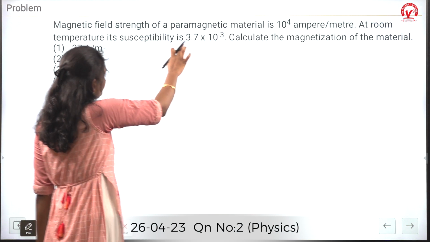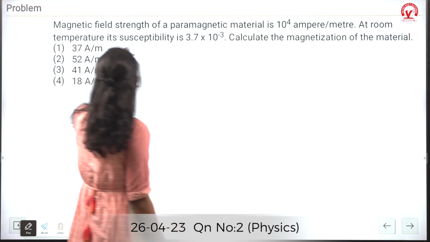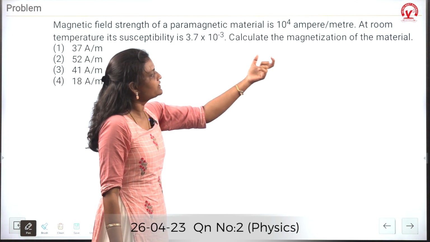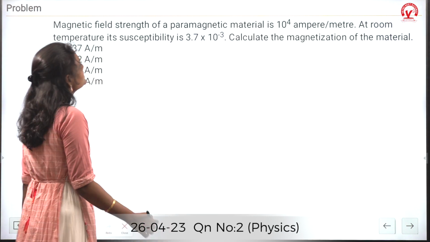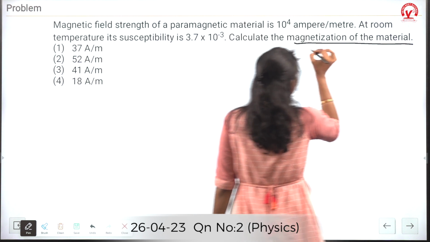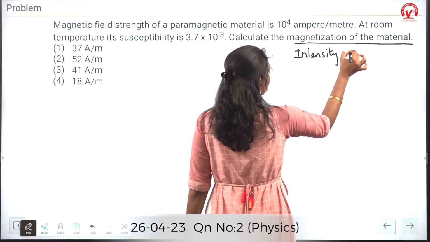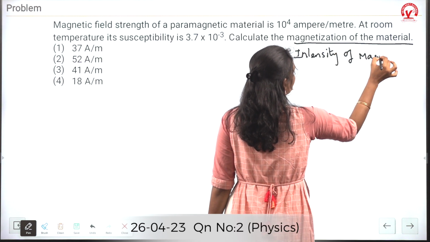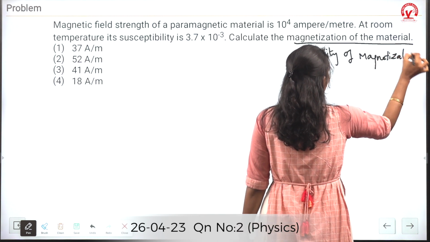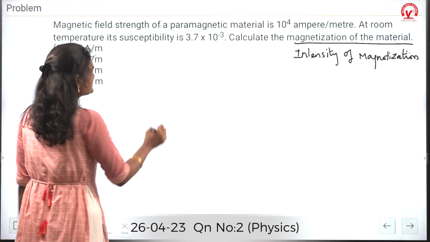The magnetic field strength of a paramagnetic material is 10^4 ampere per meter. At room temperature, its susceptibility is 3.7 × 10^-3. Calculate the magnetization of the material. So we need to calculate the magnetization of the material. Magnetization of the material is nothing but the intensity of magnetization. Now we know the formula for the intensity of magnetization.